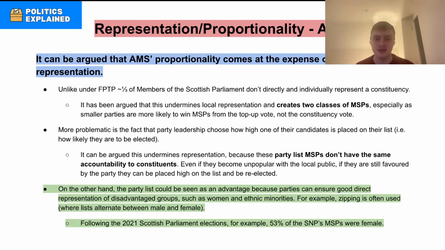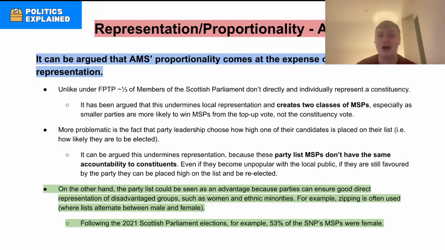They rank them effectively. And it can be argued this undermines representation, as they don't have that accountability to constituents, and the party leadership choose how high they are on the list, which means that they're going to choose people who are loyal to them rather than MSPs who represent local interests really effectively. And that can be a way you could argue that because in AMS not all of the MSPs represent local constituencies like first past the post, it's weaker in terms of representation than first past the post is.